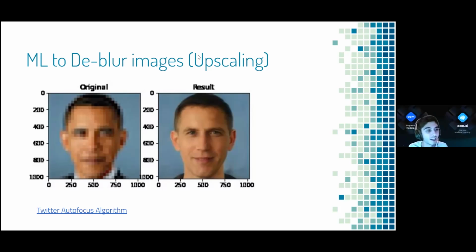So if we're just going to look at this example, there was a paper published, I think the name of the paper was Pulse, and I think it was a generative adversarial network.